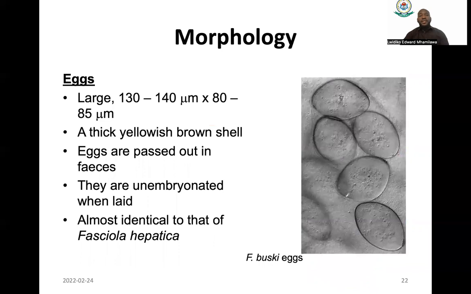These are the eggs. The eggs are usually large, 130 to 140 micrometers, with a yellowish-brown thick shell, and they are usually unembryonated when laid. We have already previously discussed the differences between unembryonated and embryonated eggs, and they're almost identical to those of Fasciola hepatica.